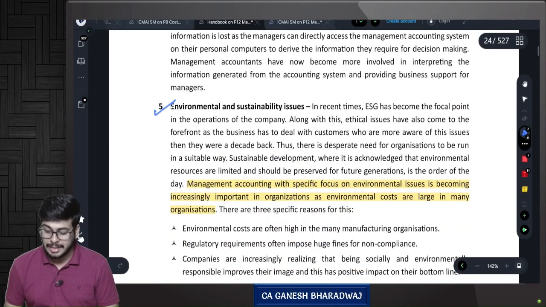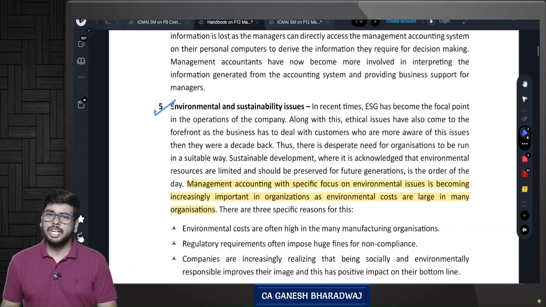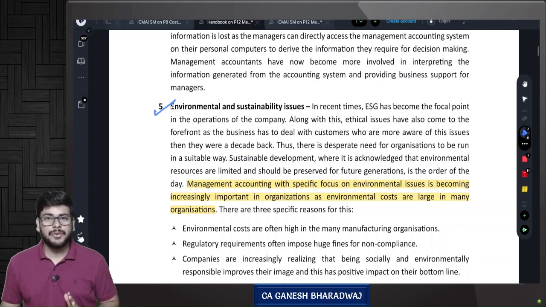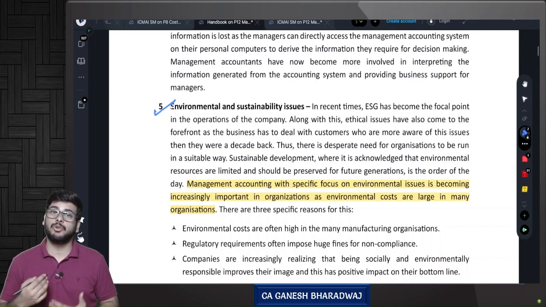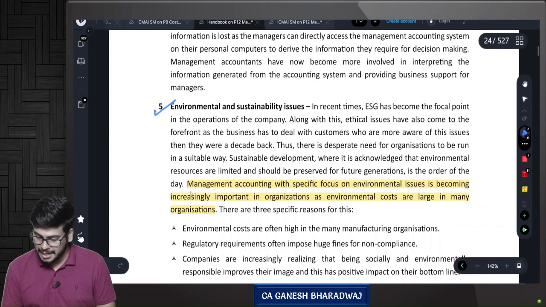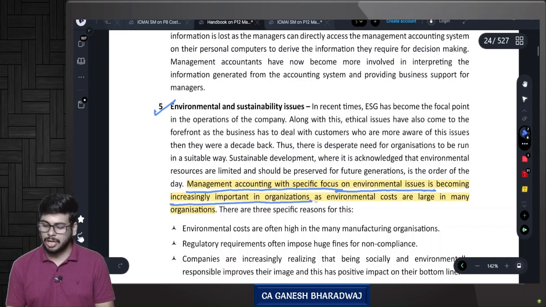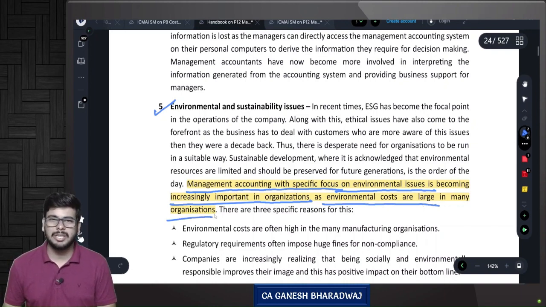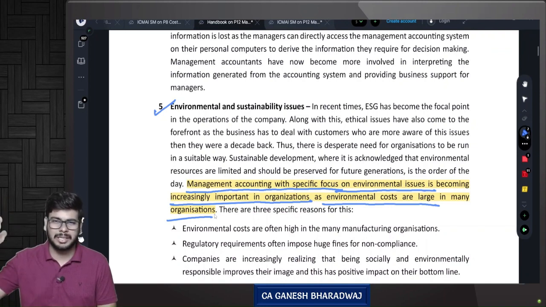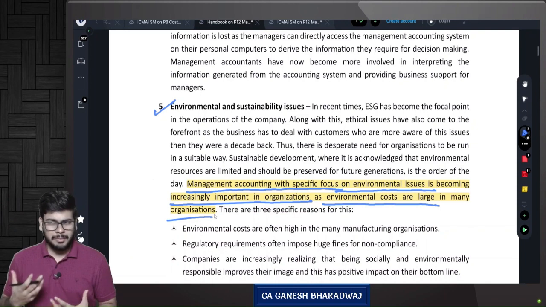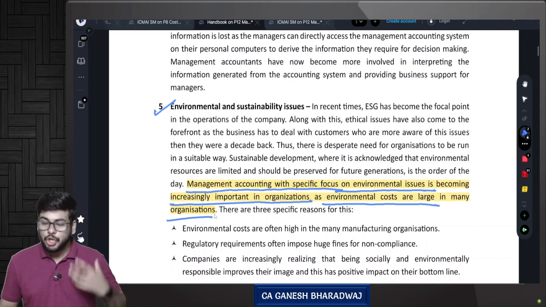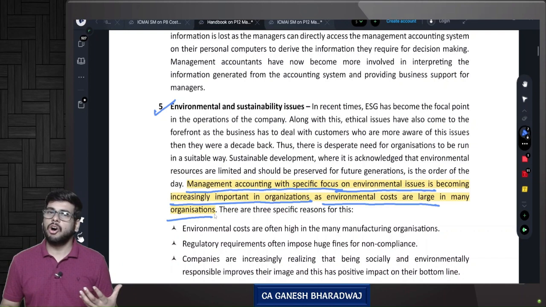Then the environmental and sustainability issues. It's not that just if you focus on profit, you will be successful. Some top companies like Tata Group, if you see, are very much concerned about the society. So social factors also need to be considered. Look at this. Management accounting with specific focus on environmental issues is becoming increasingly important in organizations, as the environmental costs are large in many organizations. It's like polluting the rivers, or releasing a lot of pollutants in the smoke from the factory. These might look like some silly things to you right now. Sir, what is the big deal about this? But when you get into the business, or when you become a part of a bigger organization, you will start understanding how much impact this has on the business itself.